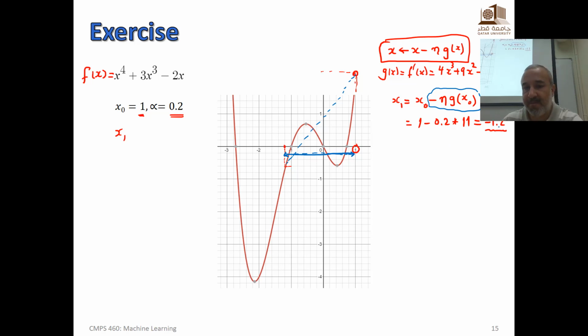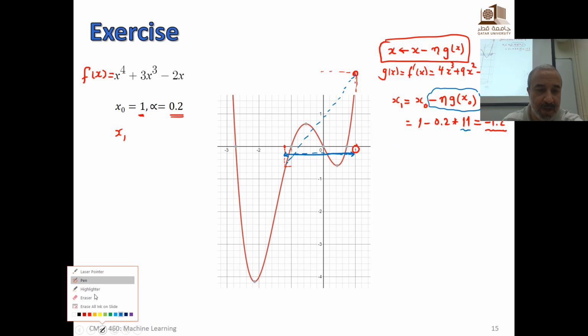So this one was positive slope, right? It was 11, sorry. It was positive. So negative times positive is negative. That's why we reduce the value of the parameter. Now the slope is positive or negative? It's also positive. Okay, so we'll go to the left. We might go here. I don't know actually. Let's compute x2. Let's see what will be the value of x2.